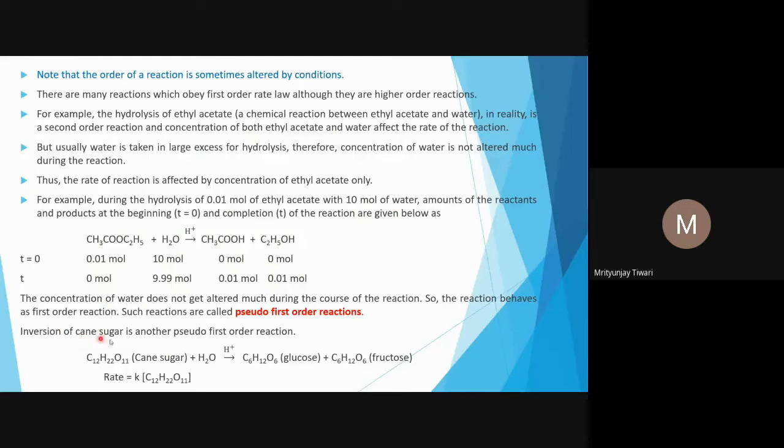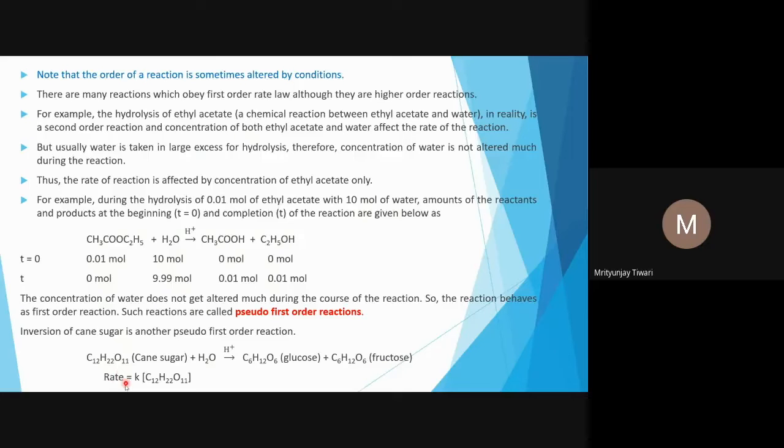A similar example is the inversion of cane sugar. Cane sugar contains the sugar sucrose, and the sucrose molecule is a dimer of glucose and fructose, as we know. In the hydrolysis, what will you do? If you add water in slightly acidic condition, on hydrolysis the water molecule will be consumed and glucose and fructose molecules will be formed.